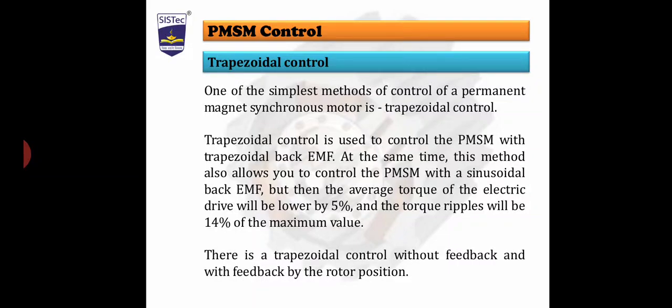At the same time, this method also allows you to control the permanent magnet synchronous motor with sinusoidal back EMF. But then the average torque of the electrical drive will be lower by 5% and the torque ripple will be 14% of the maximum value. There is trapezoidal control without feedback and with feedback by the rotor position.